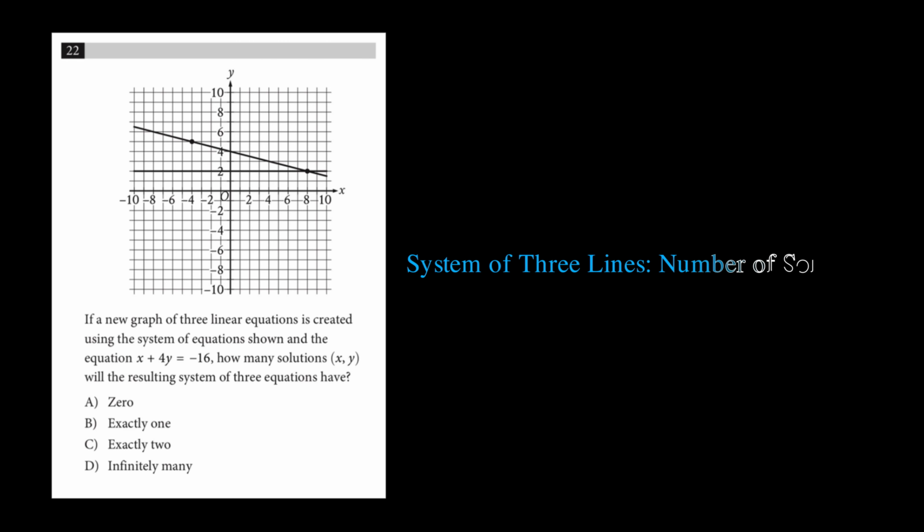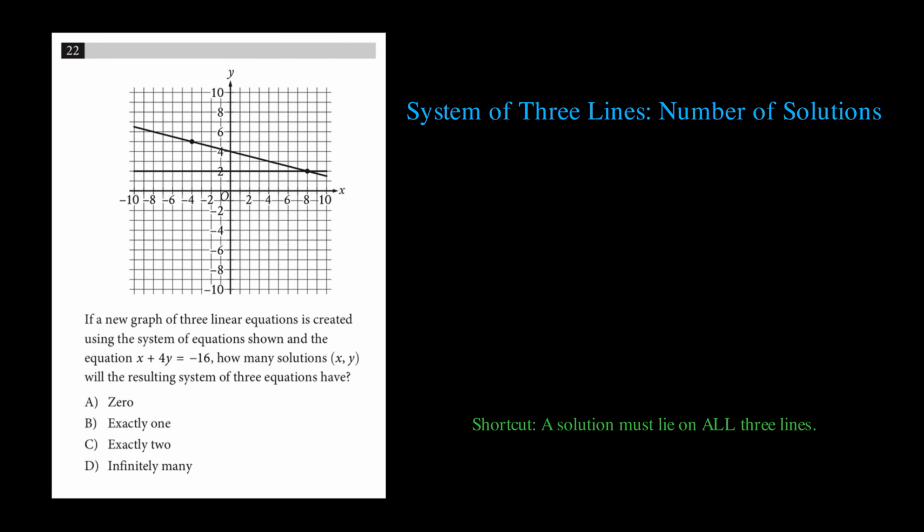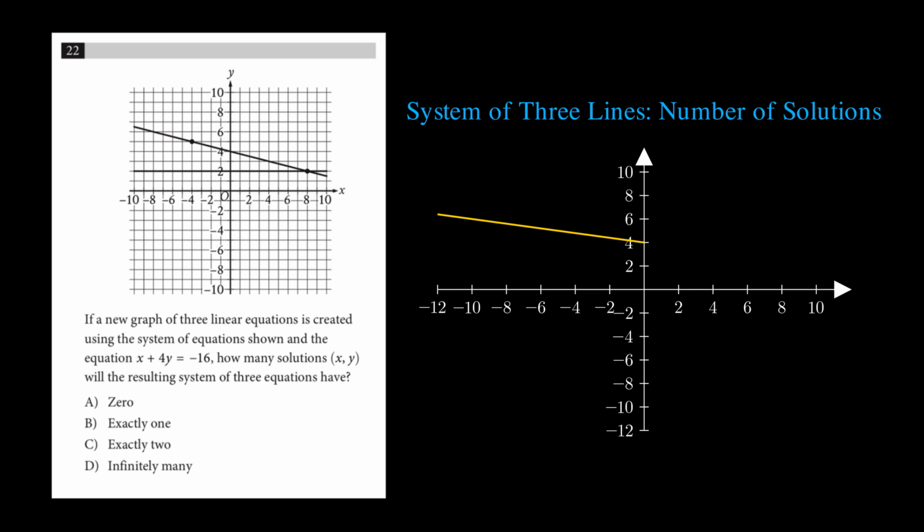All right, let's think through this carefully. We are given a graph with 2 lines already shown, and then we're told to add a third equation. X plus 4y equals negative 16. And the question is, how many solutions does the system of 3 equations have? A solution to a system means a point that lies on all the lines at the same time. The point must satisfy every single equation in the system.